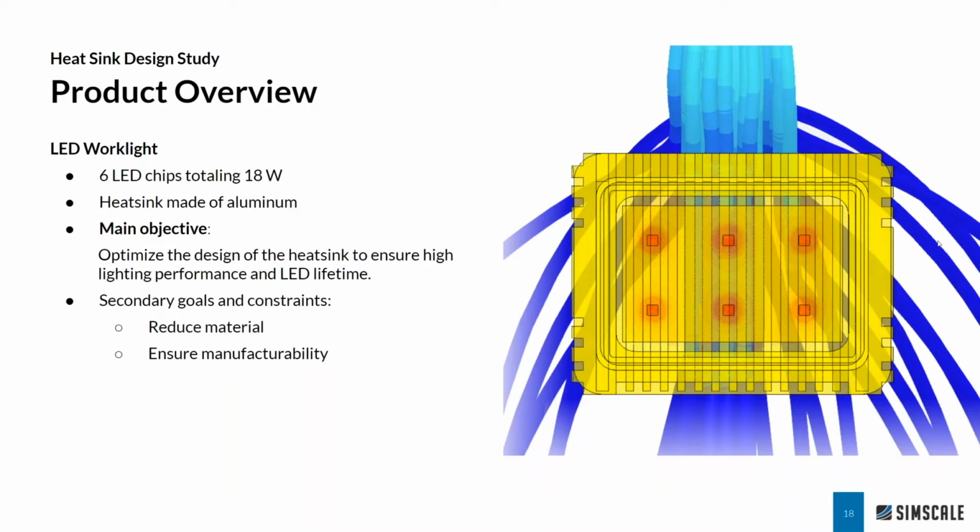Here we have 6 individual LEDs on this assembly. The assembly is made of aluminum, of course. It's anti-corrosive, and we have 3 watts on each one of these LEDs, so it's a total of 18 watts.